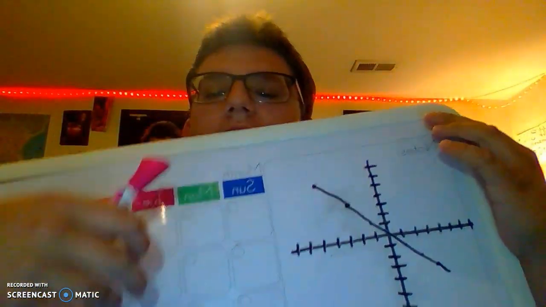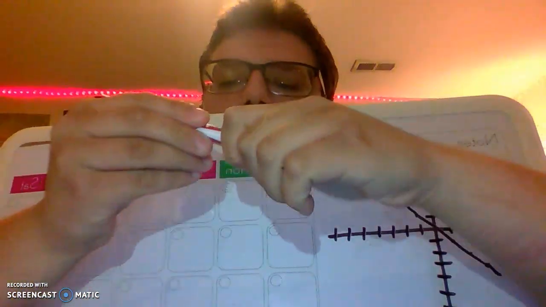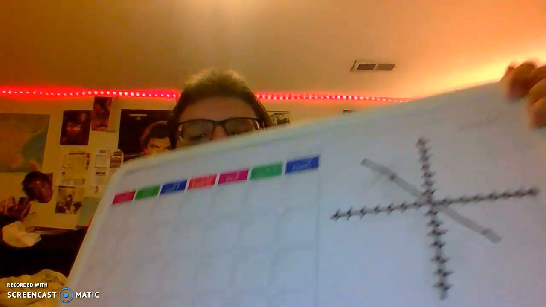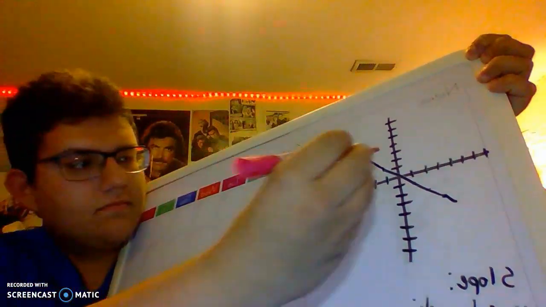Rise over run, the method of finding the slope on a graph. I will demonstrate how to find rise over run and your slope on the graph. As you can see here, we have our linear line. Now, I will show you how to rise over run.